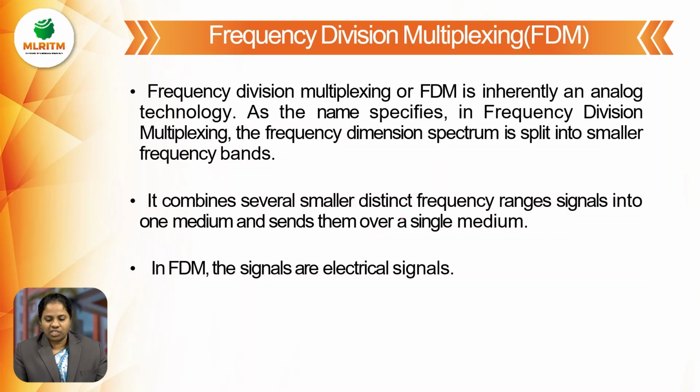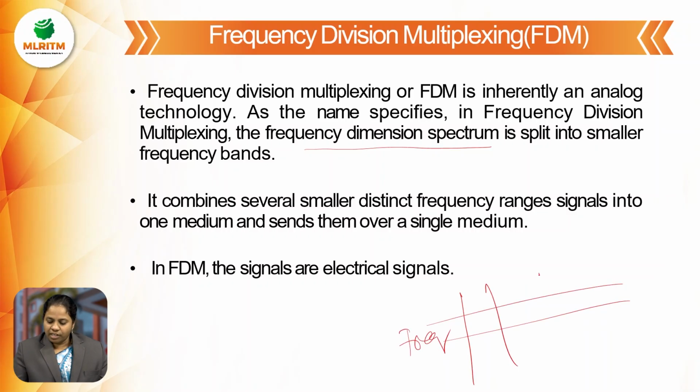First one, frequency division multiplexing. Frequency division multiplexing, or FDM, is inherently an analog technology. As the name specifies, in frequency division multiplexing, the frequency spectrum is split into smaller frequency bands. It combines several signals of smaller distinct frequency ranges into one medium and sends them over that single medium. In FDM, the signals are electrical signals.